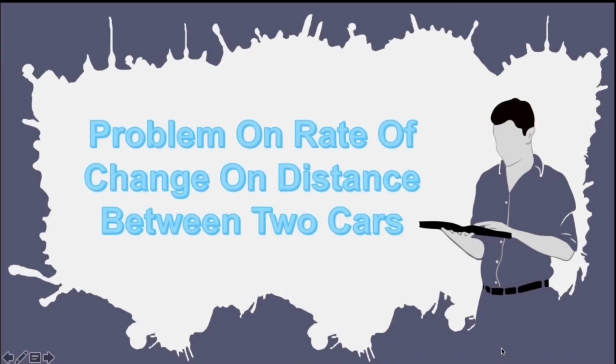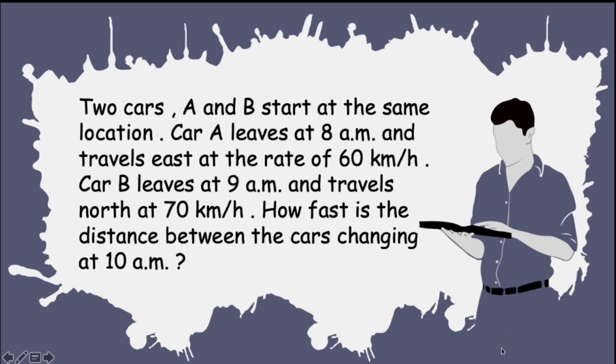Now we are going to look at problems on rate of change on distances between two cars. Two cars A and B start at the same location. Car A leaves at 8 a.m. and travels east at a rate of 60 km per hour. Car B leaves at 9 a.m. and travels north at 70 km per hour. How fast is the distance between the cars changing at 10 a.m.?